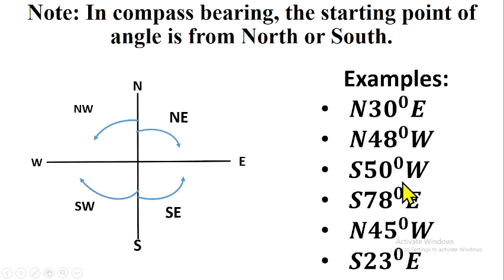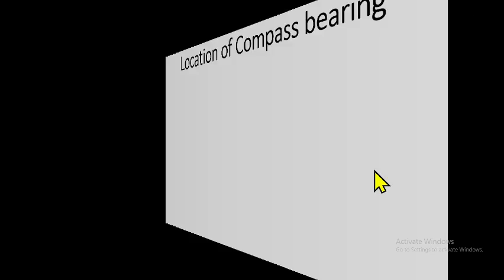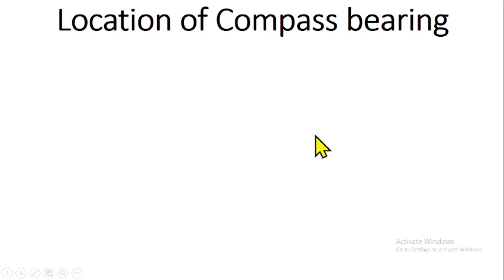How can we locate compass bearing? Location of compass bearing. Now that we know examples of compass bearing, how do we locate a compass bearing? Assuming I have a position with a compass bearing, how do I locate it? For example, I have 50 degrees northeast. I want to locate this now. How do I locate it?